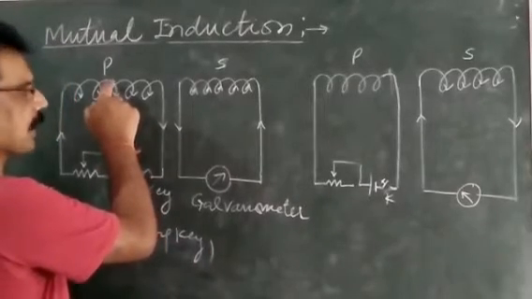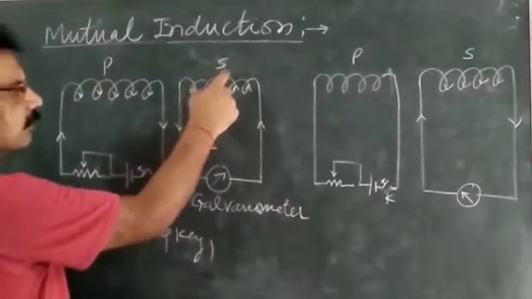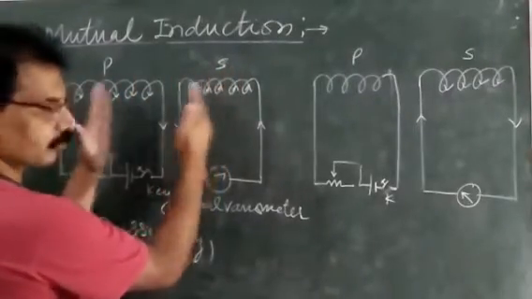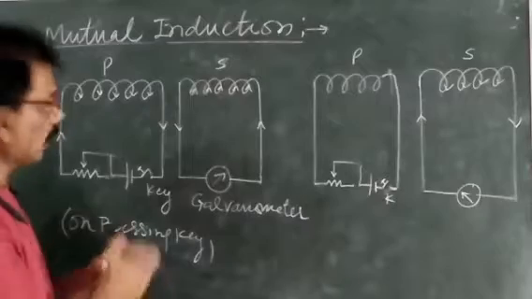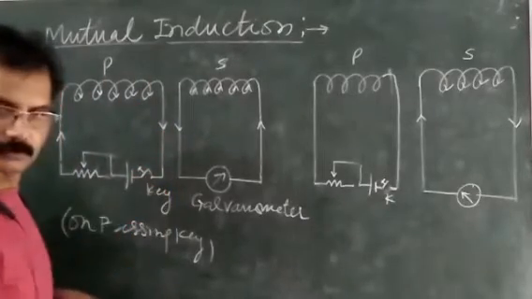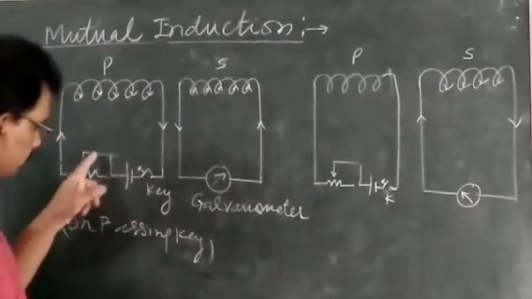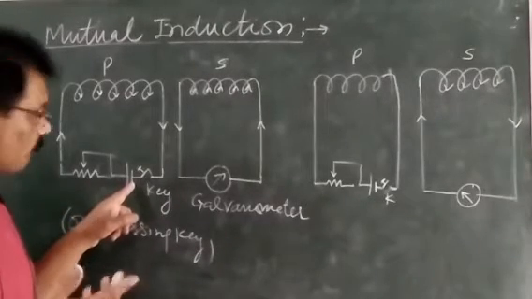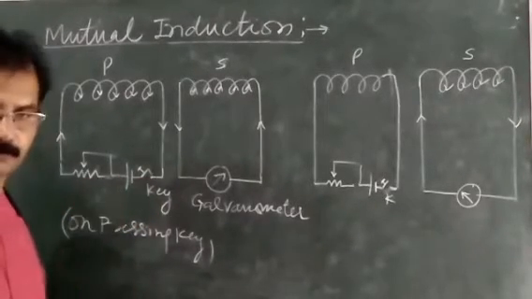First coil is, as you know, called the primary coil, and this one is the secondary coil. Both coils are kept near each other. दोनों पास रखे गए हैं. And in the first coil, there is a rheostat. This one is a source of current, a cell or battery, and this one is a key.